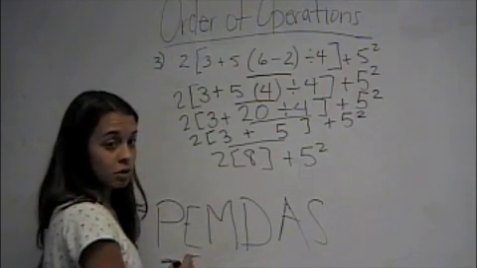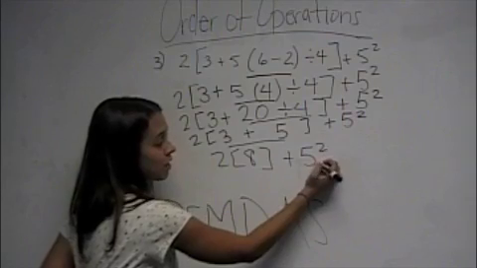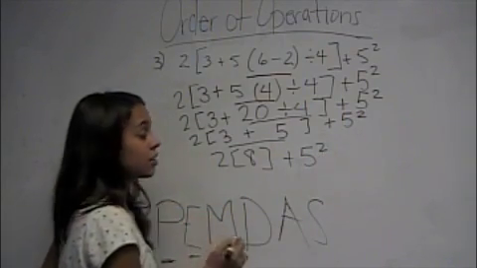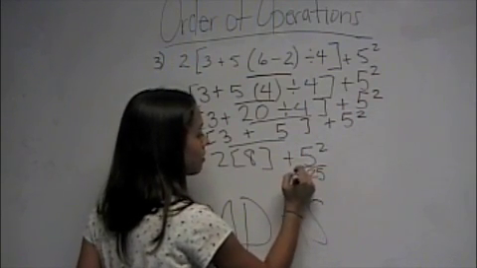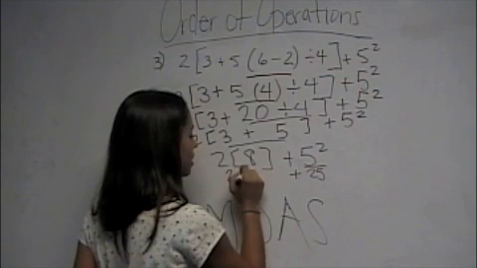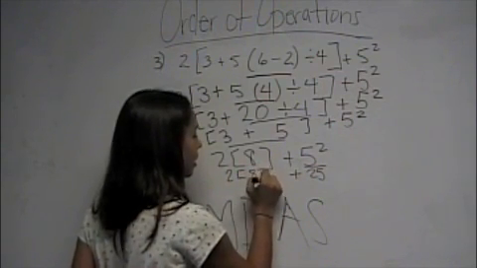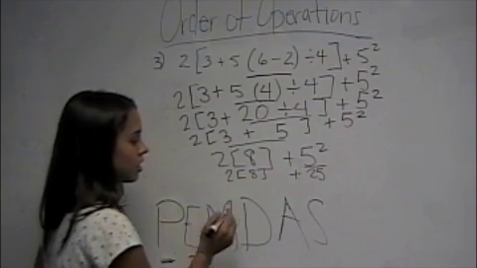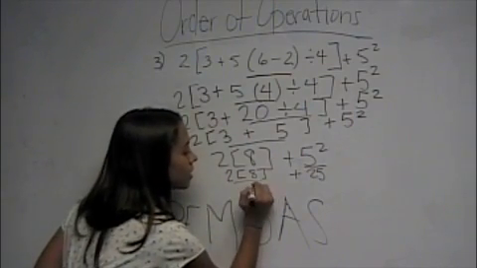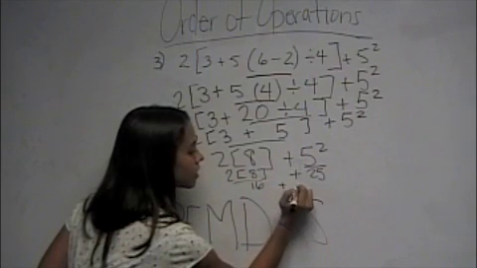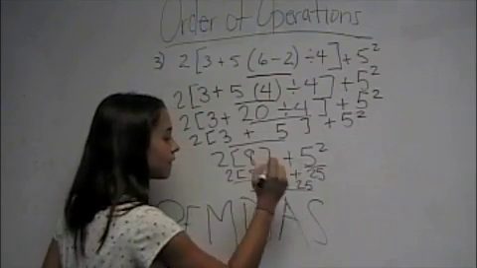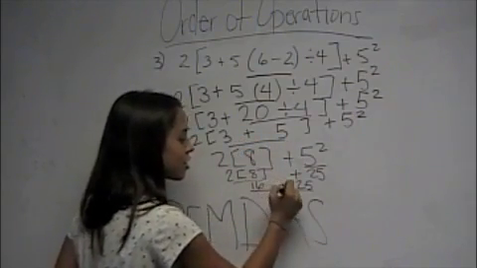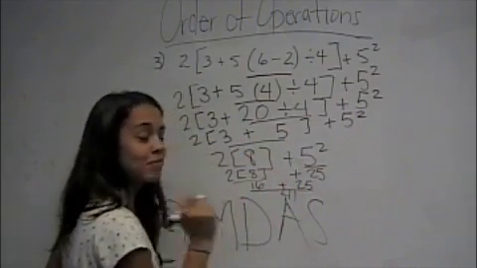It is exponents. And guess what? We have one. 5 to the 2nd power. So let's solve that next. And that is 25. Bring down the rest of our problem. Now we go to multiplication or division, and we get 16 plus 25. Answer to that is 41. And that is our answer.